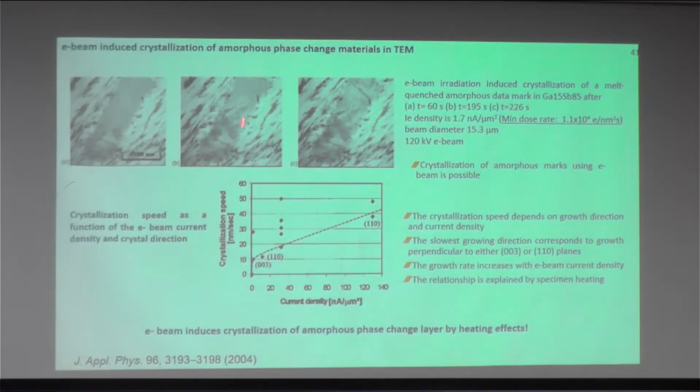Also, the effect of crystallization of amorphous marks here was explained by heating effects. Because of the electron beam interaction, there are some heating effects, and they lead to the crystallization of this material.